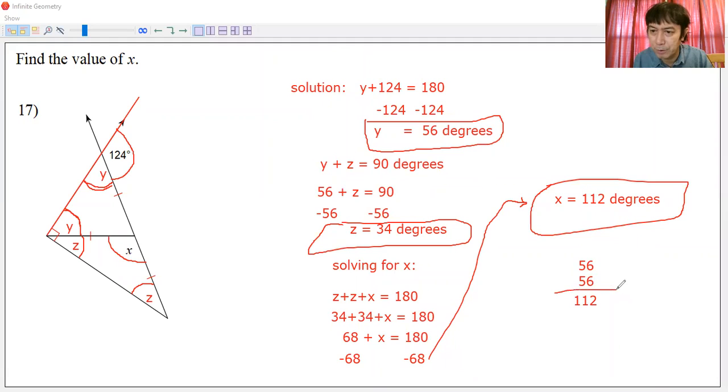You can use this for checking. Okay, if you're going to add, 56 plus 56 is 112. That's the relation of x to the two y angles there. Exterior angle theorem: the exterior angle in a triangle is equal to the measure of the two remote interior angles.